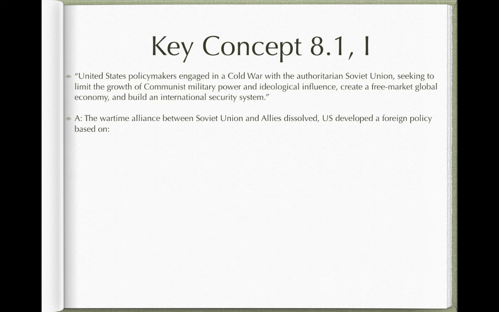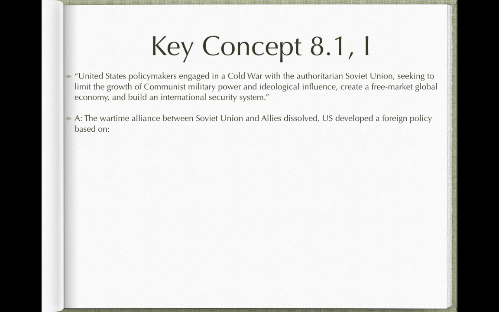All right, let's take a look at Roman numeral 1. It says United States policymakers engaged in a Cold War with the authoritarian Soviet Union, seeking to limit the growth of communist military power and ideological influence, create a free market global economy, and build an international security system. In other words, to stop the Soviet Union from becoming too powerful.